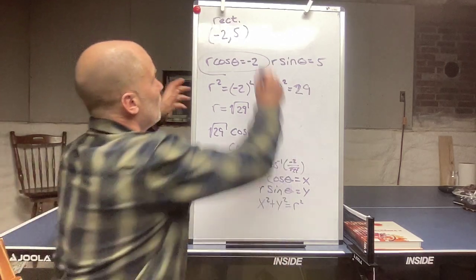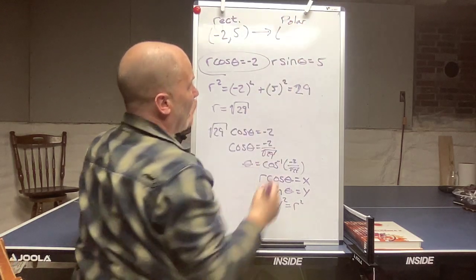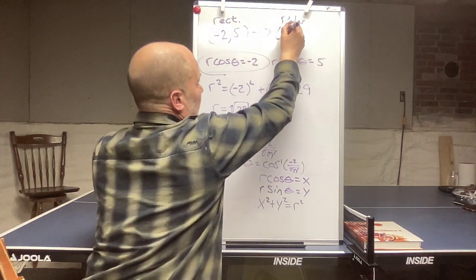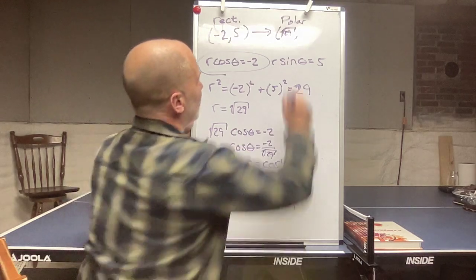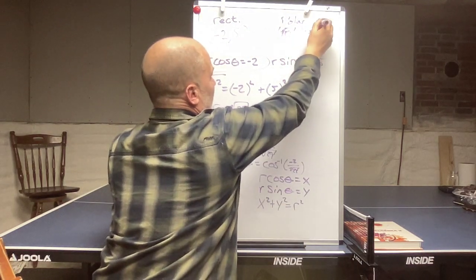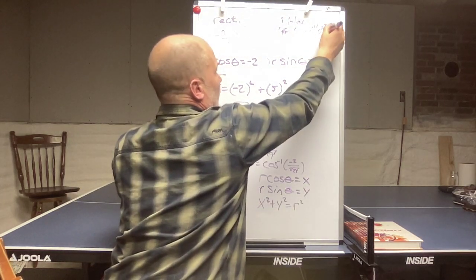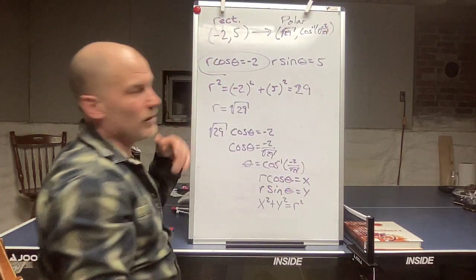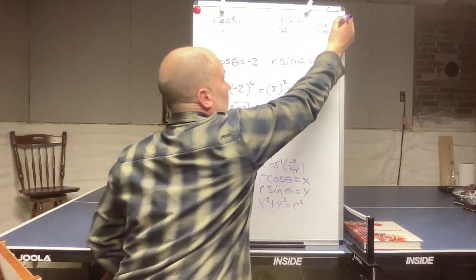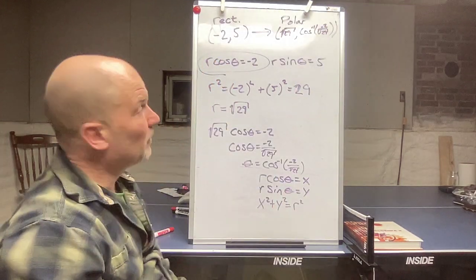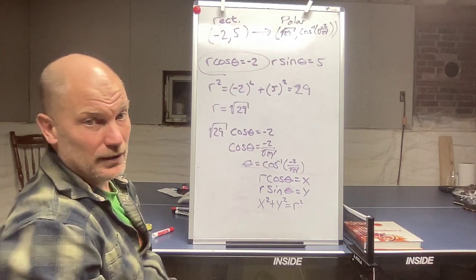So this point, -2, 5, in polar is r, which is the square root of 29, and theta, which is this ugly thing here, the inverse cosine of -2 over root 29. And I don't even need to know exactly where that is. That's just the point it's at. So I'm done. That's it. Maybe I could rationalize that denominator if I wanted to, but that's it.